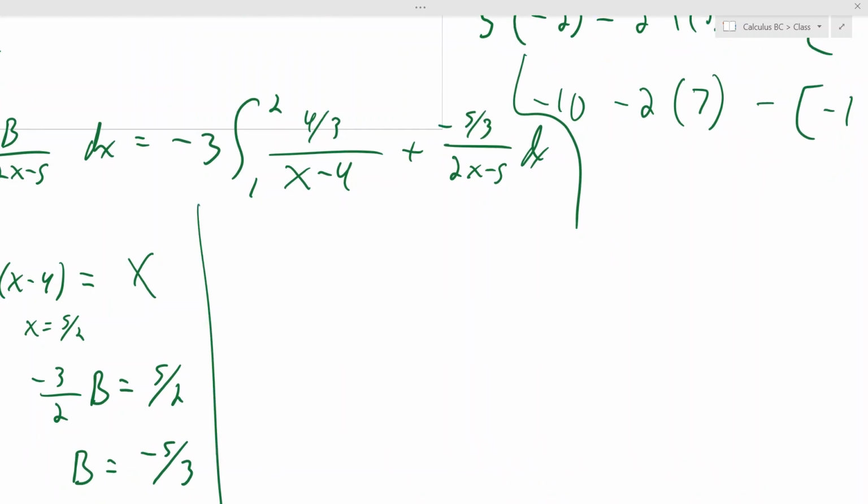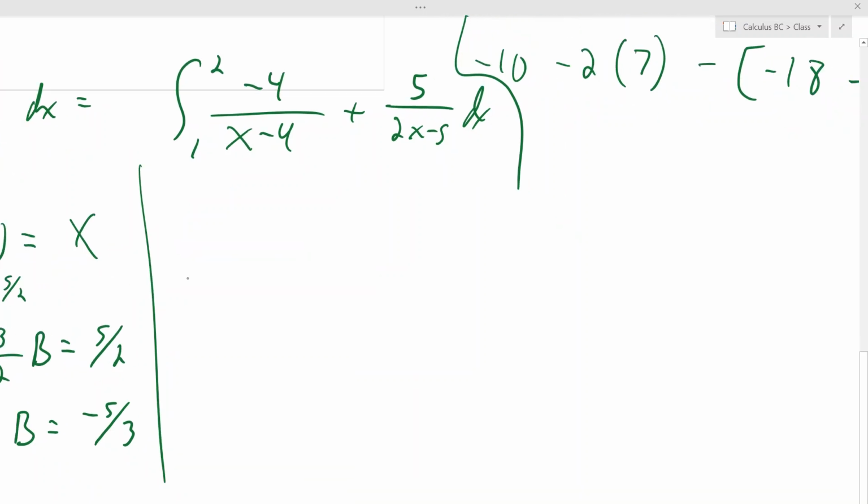So this becomes negative 3. Actually, so negative 3 out front, we might as well multiply back in here and make this a little bit simpler. Okay, you don't have to, but negative 3 times 4/3 is just negative 4. And negative 3 times negative 5/3 is just 5. I split that up because I thought it'd be easier. If we left a 6 in there, it would have been a little bit nicer numbers.